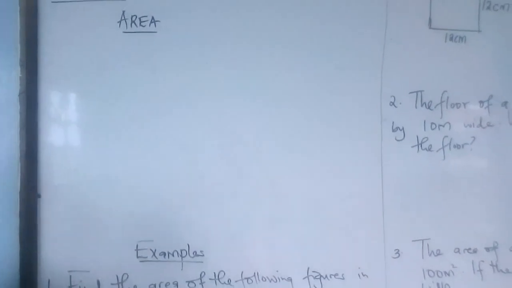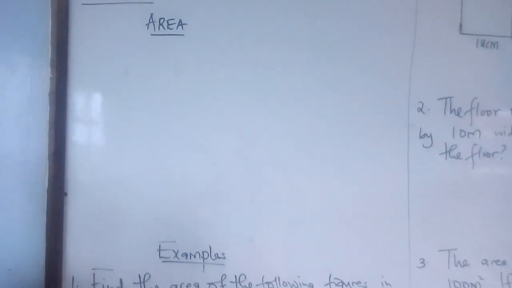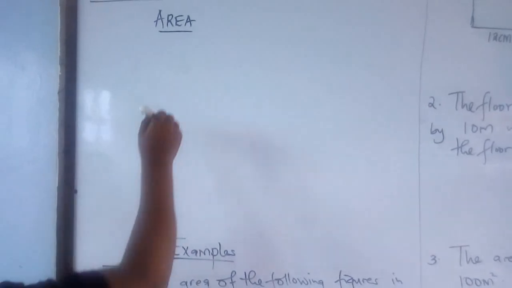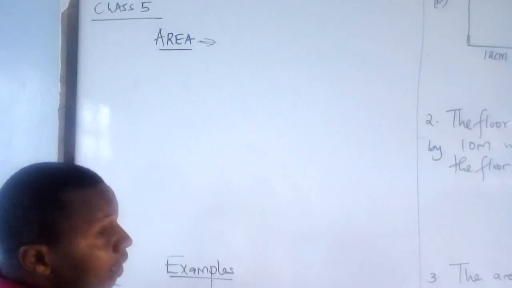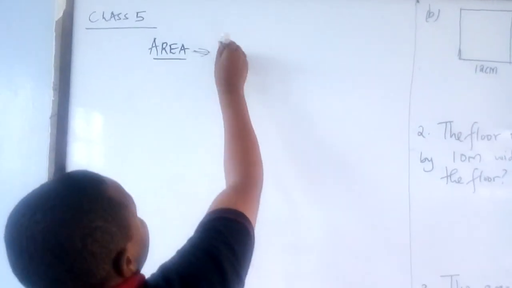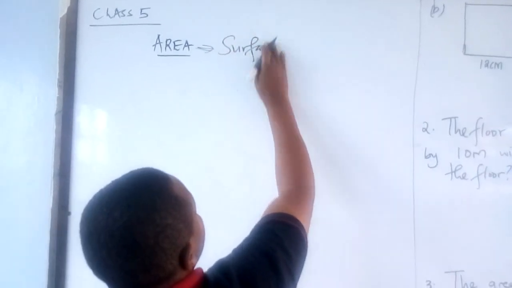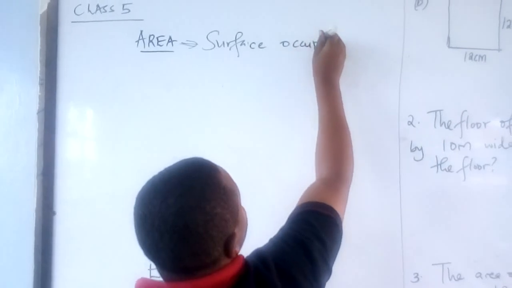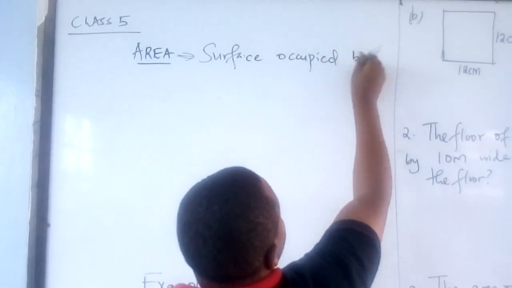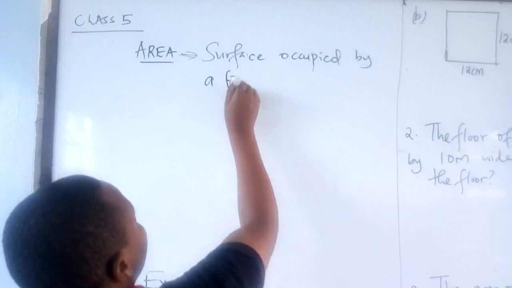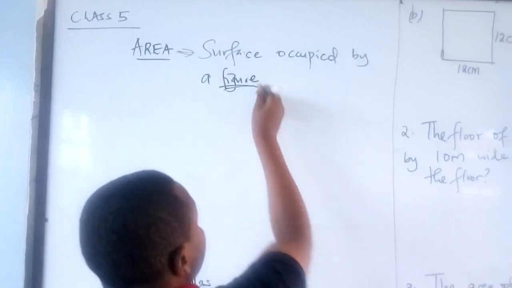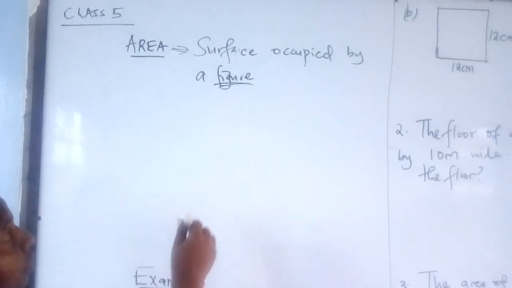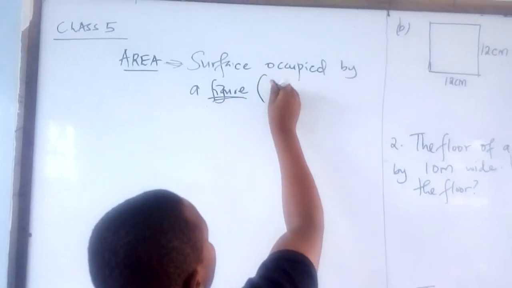Viewers, our topic is area. This is class 5. So the first thing is, let's understand what is area. In other words, area is the surface occupied by a figure. The surface occupied by a figure. Mostly this figure is a two-dimensional figure.